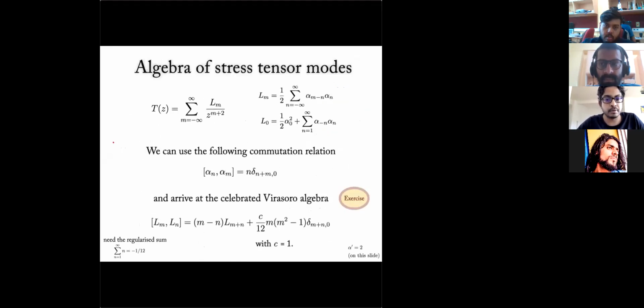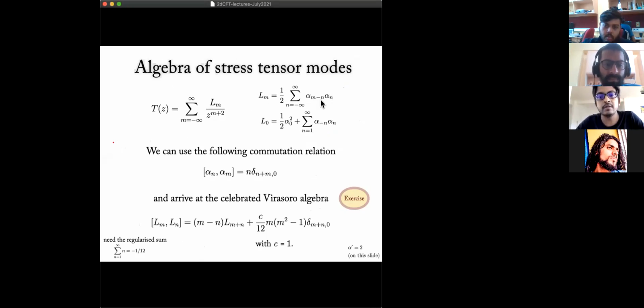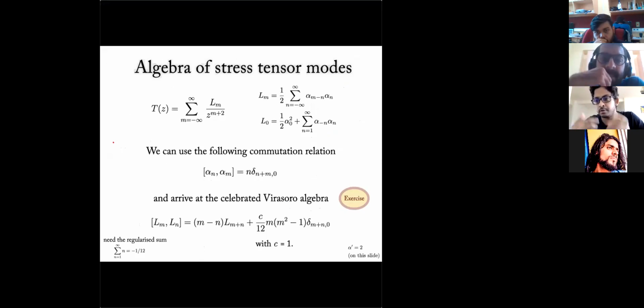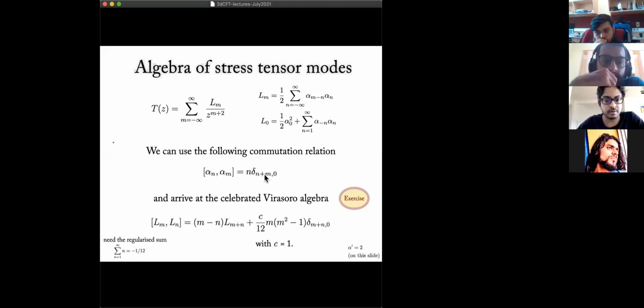Okay, so I hope this is clear. So the stress tensor has this mode expansion, and we saw that the modes are given in terms of the modes of the scalar field in this manner. And we also learned that the modes of the scalar field obey this commutation relation, which came from the usual canonical quantization.